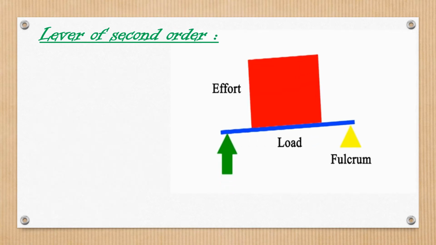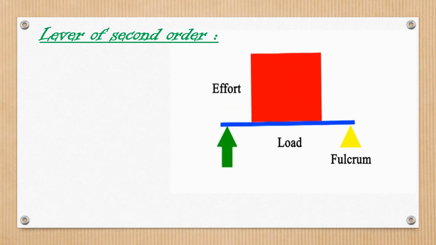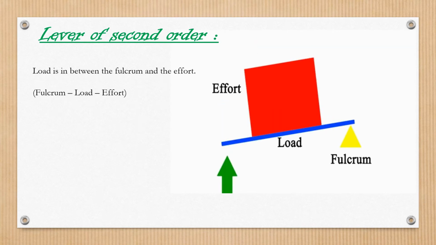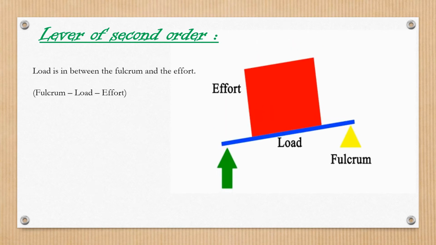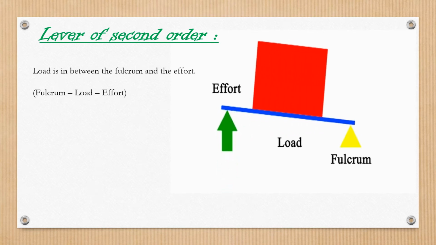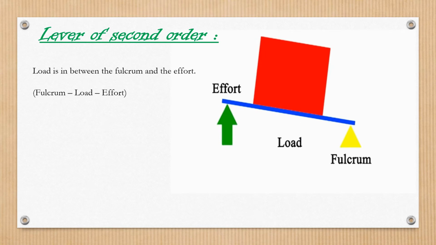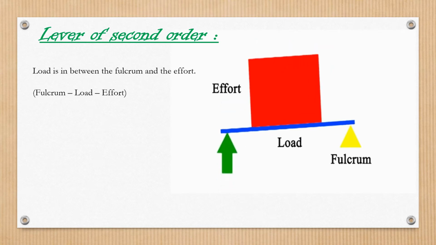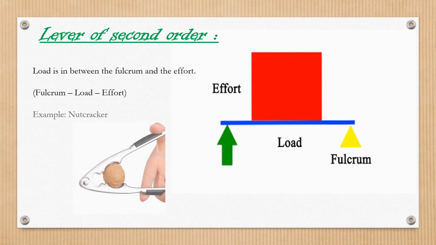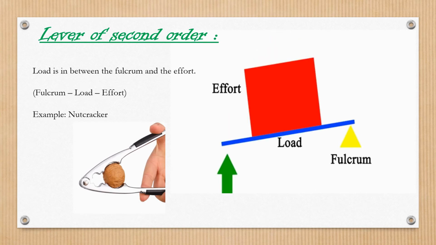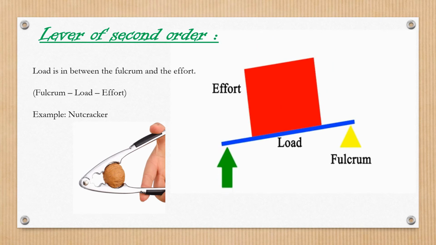Now the lever of second order. In this order, the fulcrum is at one end and the force applied, that is the effort, is on the other end. The load is situated in the middle of these two. So the order of this second order lever will be fulcrum, load, effort. The application of force at one end will result in some work done on the other end. For example, nutcracker, then wheelbarrow, staplers, doors or gates, bottle openers, nail clippers, etc.